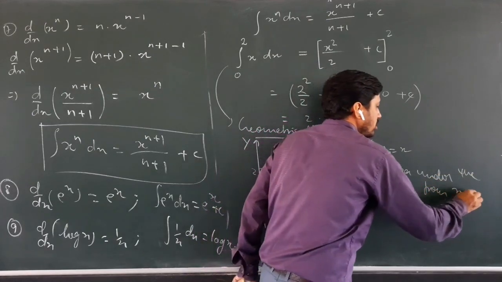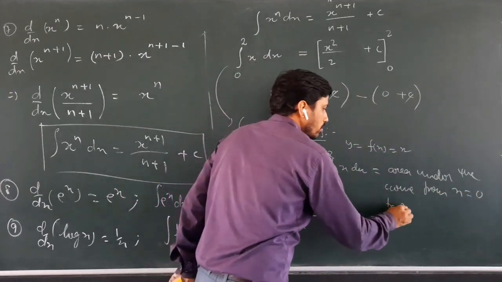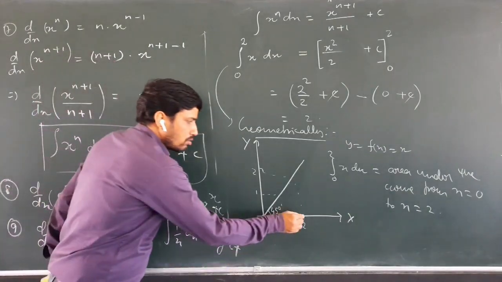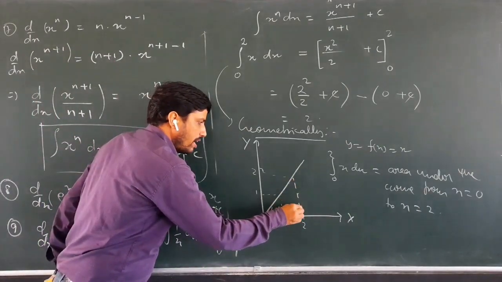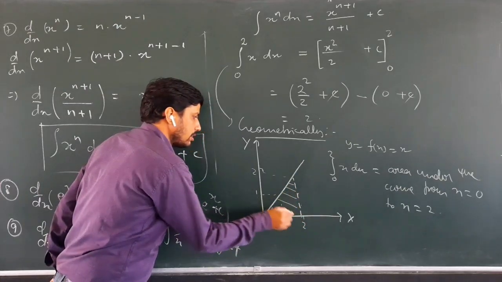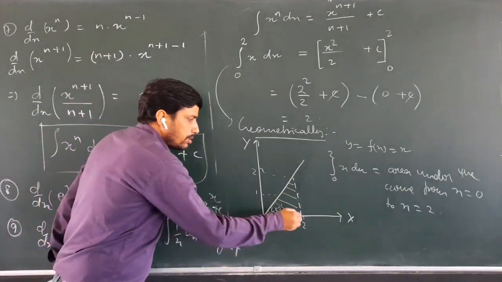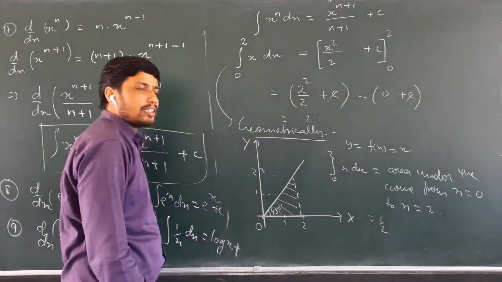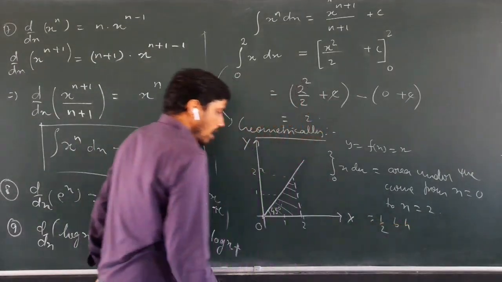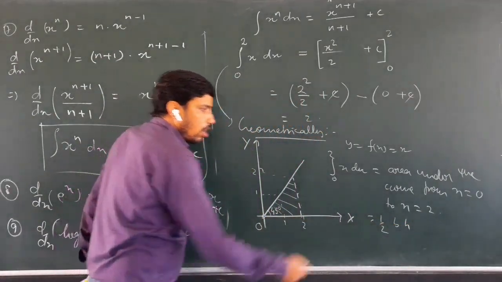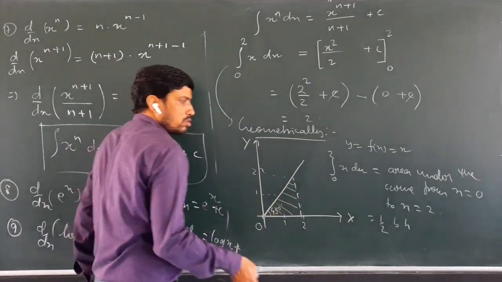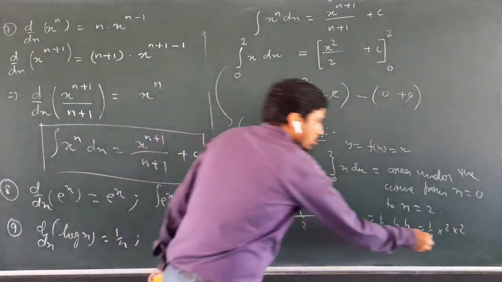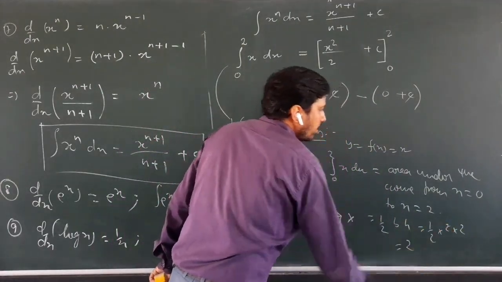From where to where? x is equal to 0 to x is equal to 2. Where is x is equal to 0? Here. x is equal to 2 here. So we have to find this area. What is this shape? Triangle. Half into base into height. How much is base? 2. How much is height? This is the height. It is also 2. So this becomes half times 2 times 2. So 2 cancels, 2 square units.